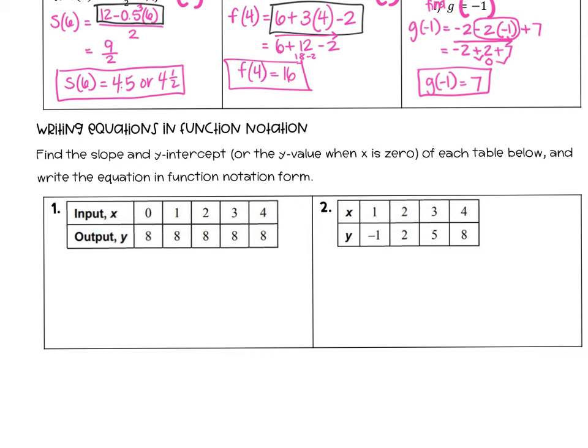Okay, so now we're going to look at writing equations in function notation. So you still need to find the slope and the y-intercept like we did last unit and everything. You can think of the y-intercept as when x is 0. That's going to be important. And then when you write your equation, it's going to look like this. So f of x equals mx plus b. m is still the slope. b is still the y-intercept.